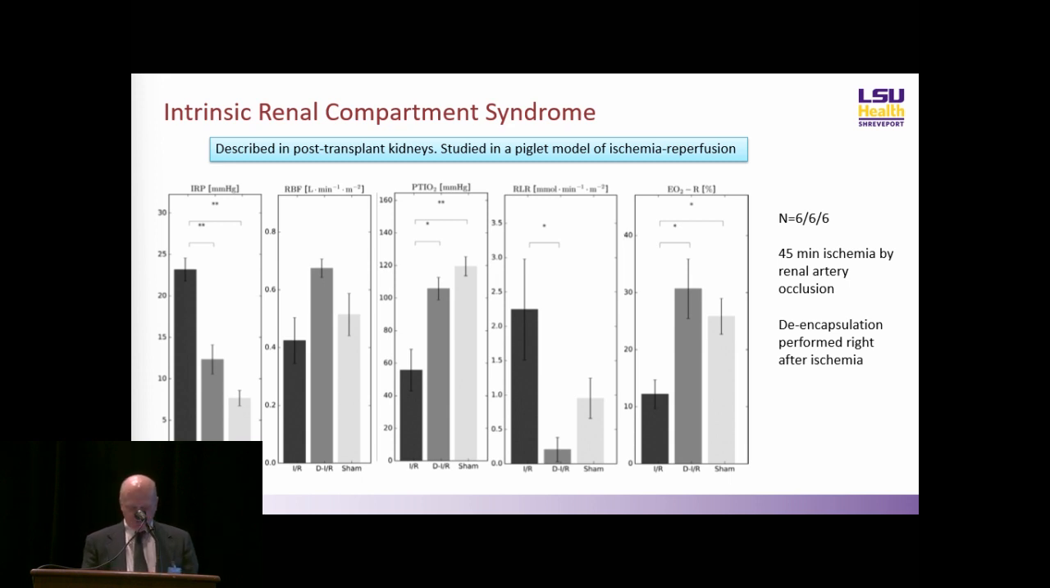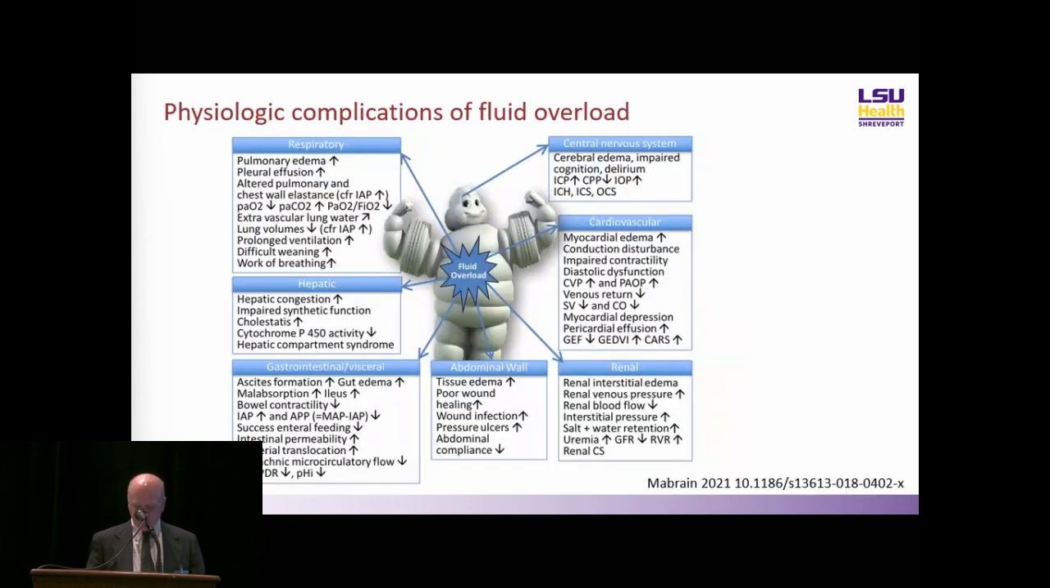And low levels of protein associated with peripheral edema is also associated with edema in the kidney, an increase in intrarenal pressure, and loss of renal blood flow. So hence, the reason our patients get oliguric may be partly related to the fact that we are overloading them with fluid. I don't have time to go over all of these.